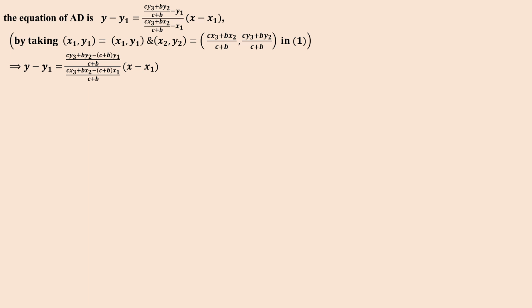So y minus y1 equals, taking c plus b as the LCM in the numerator and similarly in the denominator, cross multiplying: cy3 plus by2 minus c plus b into y1, by c plus b, in the numerator; and in the denominator cx3 plus bx2 minus c plus b into x1, divided by c plus b. The numerator and denominator both have c plus b, so cancel that. So you get y minus y1 equals cy3 plus by2 minus c plus b y1, by cx3 plus bx2 minus c plus b x1, into x minus x1.